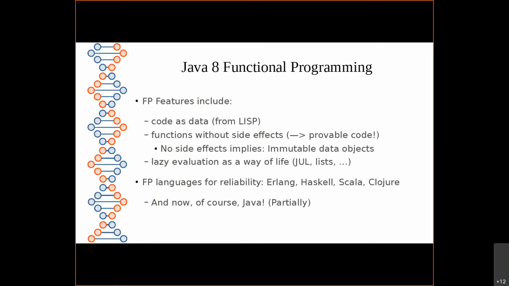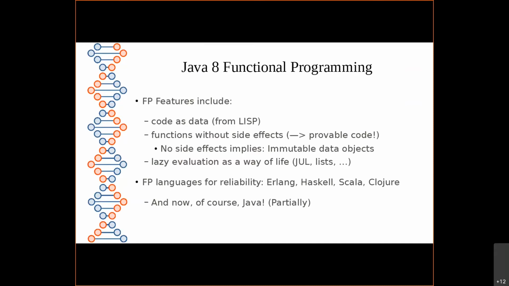Functions which don't have side effects, which is important. That leads to code where you can verify the correctness more easily. The implication of that is immutable data objects. That's why the LocalDateTime objects are all immutable. It not only makes it thread safe, but it also means you can be sure the code's going to work correctly. That's the key thing. Lazy evaluation, that's a way of life, so that things don't get evaluated unless they're actually going to be needed.